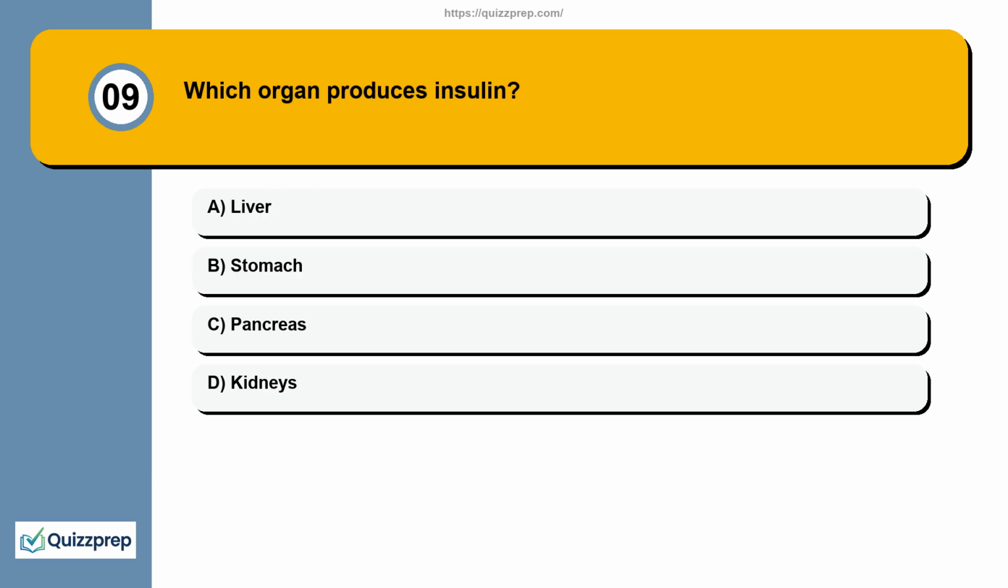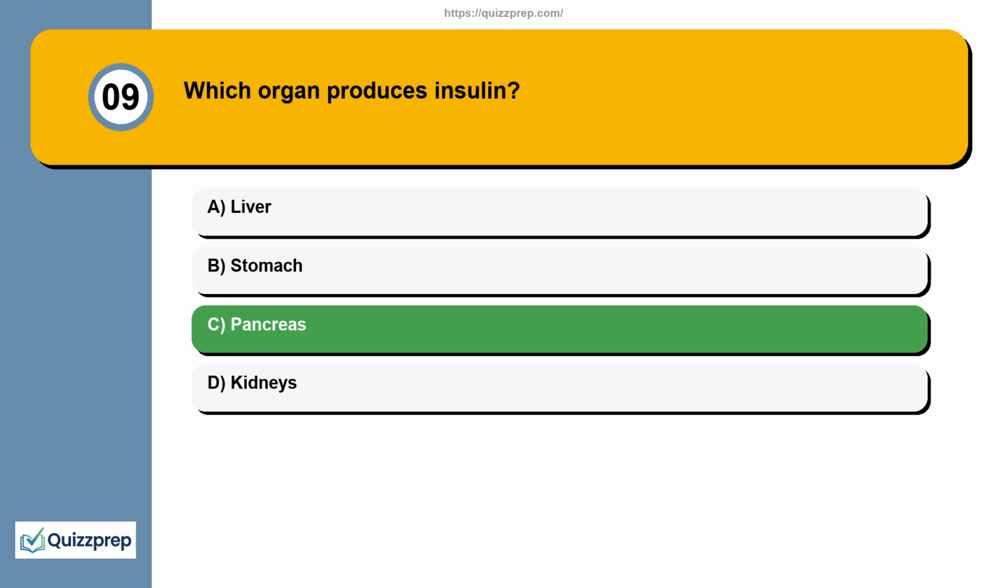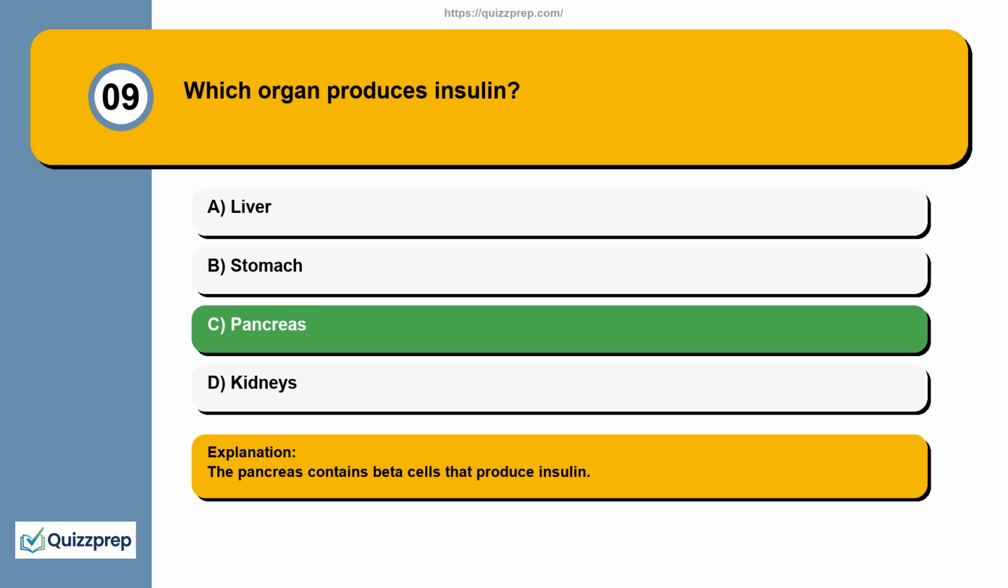Question 9. Which organ produces insulin? Here are your options. Option A. Liver. Option B. Stomach. Option C. Pancreas. Option D. Kidneys. The correct answer is option C. Pancreas. Explanation. The pancreas contains beta cells that produce insulin.